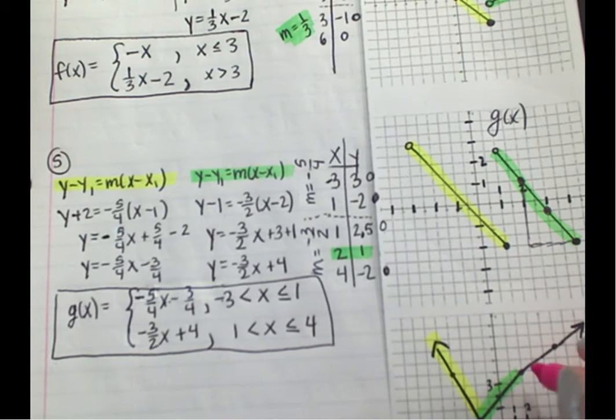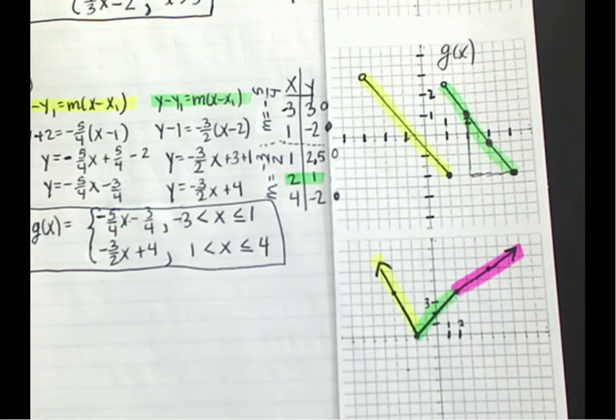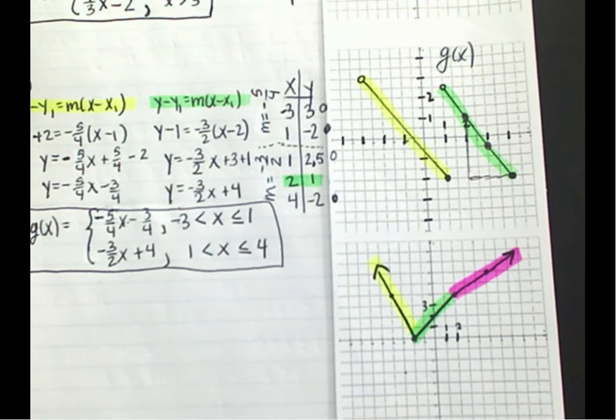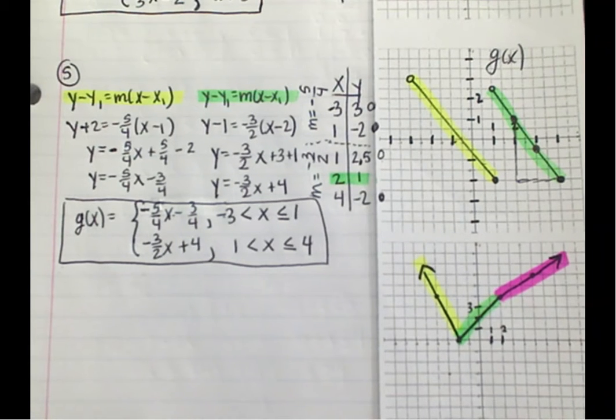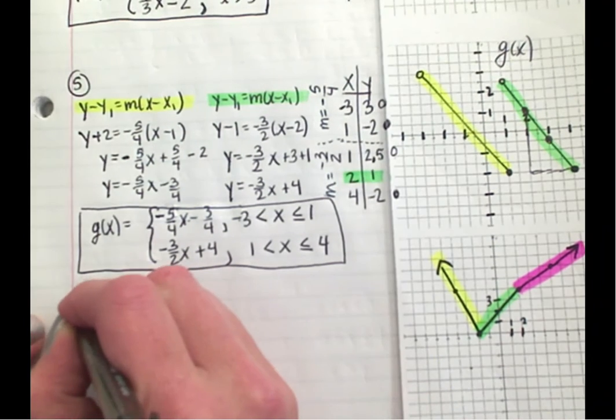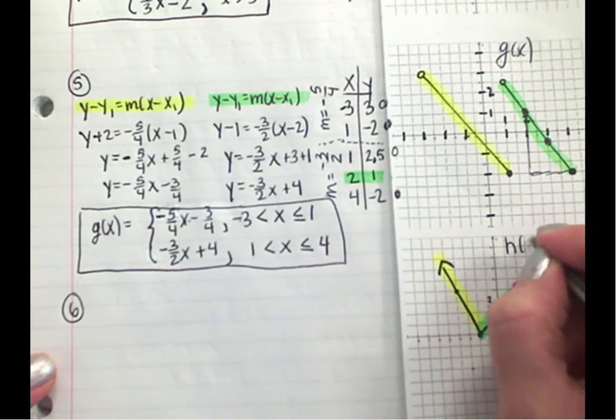Oh yeah, guys, that's 3 colors. Notice how the slope changes. That makes it a new line. Even though it's a continuous graph, there are 3 lines here: 2 rays and a segment. Okay. You do as much or as little work as you need to in order to write the equation. Call this h of x.